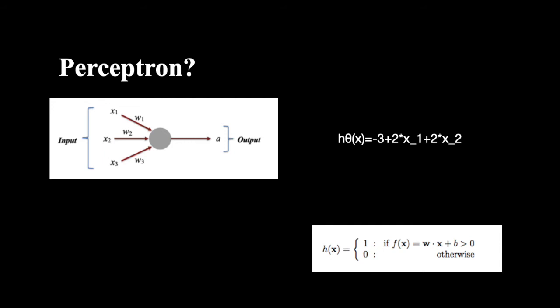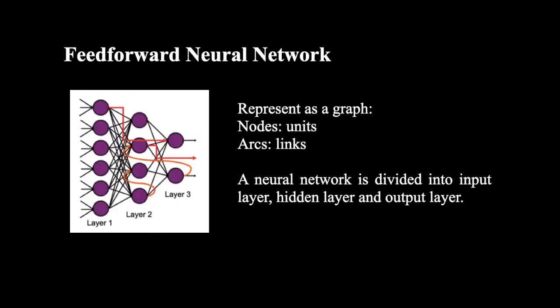In this case, we need a more complicated neural network, that is, a multilayer neural network, also known as a feed-forward neural network. A feed-forward neural network is a combination of multiple perceptrons which are connected in different ways and activated by different activation functions. As we can see in this figure, a neural network can be represented as a graph. A node means a unit, and an arc means a link.